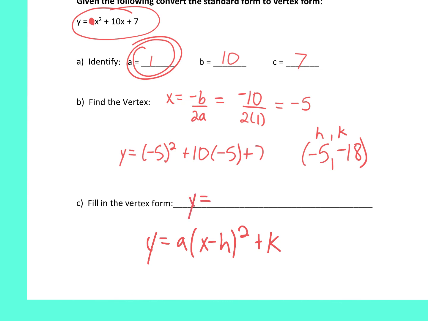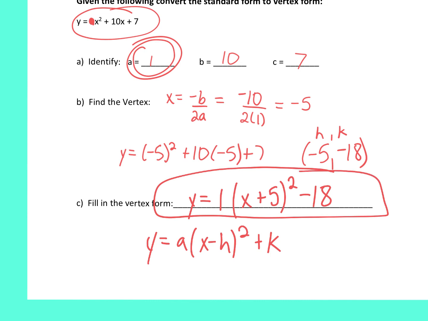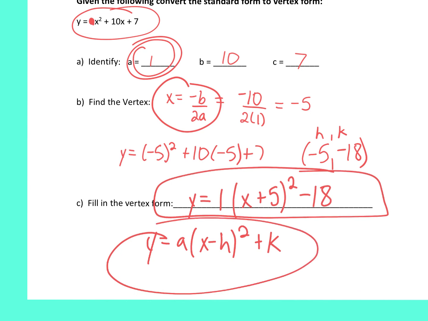What would that look like? y equals, what's A? 1. x, what's h? Negative 5, but what would I write? Plus 5, because it's opposite. Squared, and then k, minus 18. That's it. That one requires a little more steps, but on the test, I'll give you this formula, and I'll give you this formula. You just have to be able to convert.